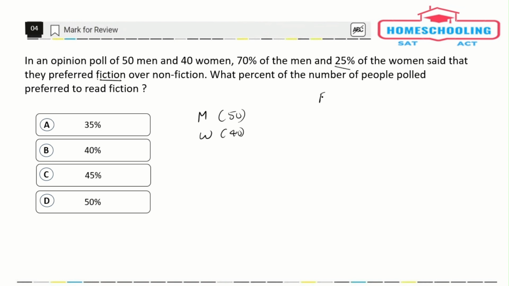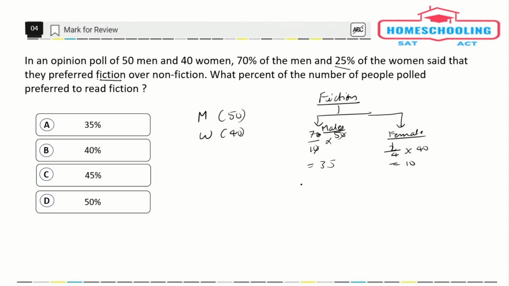So the males reading fiction are 70%. So that would be 7 by 10 into male. The total number of males is 50, so that would be 35. Males that read fiction are 35, and females that read fiction are 25% of 40 women. 25% can be written as 1 by 4 into 40. That would be 10.